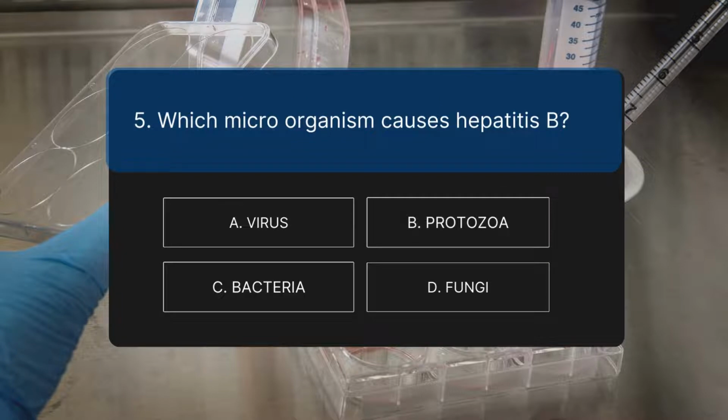Next question. Which microorganism causes hepatitis B? Options A virus, B protozoa, C bacteria, and D fungi. And the correct answer is option A, virus. Hepatitis B is caused by the hepatitis B virus.